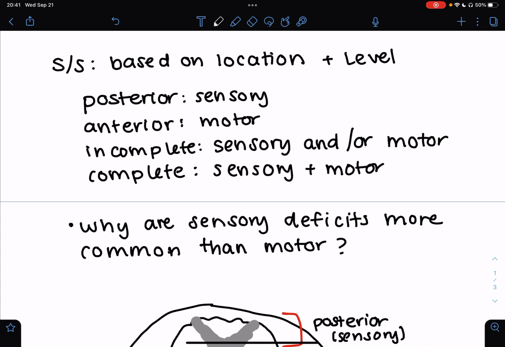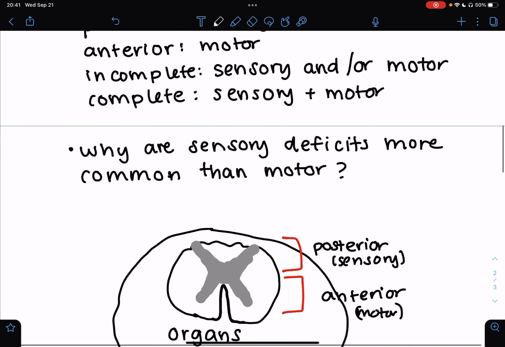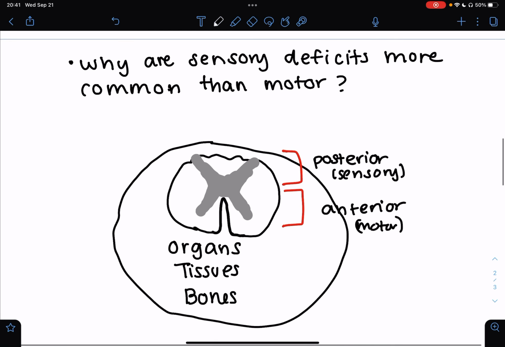Posterior injuries are going to show a sensory deficit. Anterior injuries will be a motor deficit. Incomplete injuries cause sensory and/or motor deficits, and a complete spinal cord injury is going to be sensory and/or motor. This question also follows: why are sensory deficits more common than motor?